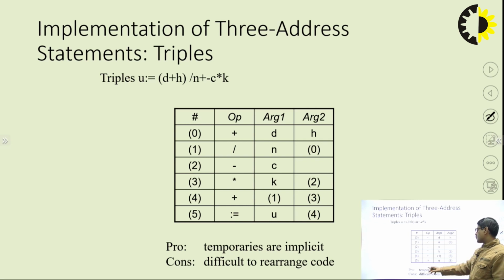triples. So the pros and cons: temporaries are implicit, they are not used. You are just using these temporaries for defining that expression. Whenever this temporary is used in other places, it will be released. One time the particular pointer variable is working. It is difficult to rearrange code because we don't have the order, because we don't store the intermediate values into temporary variables. That's why it is very difficult to rearrange.